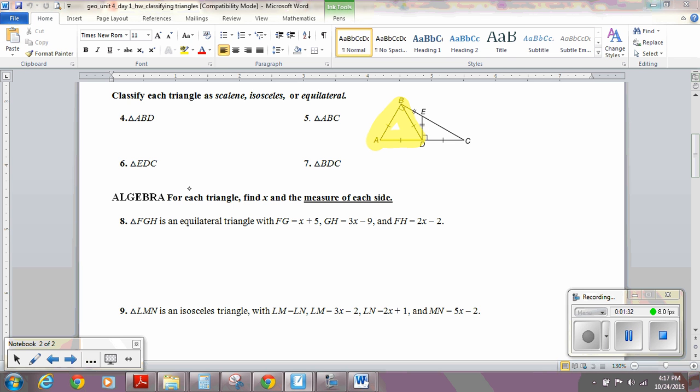If you look at each side of ABD, they all have that single tick mark, indicating that all three sides have the same length. So since they have the same length, this is an equilateral triangle. Since it is equilateral, it is also an isosceles triangle because every equilateral is isosceles as well. Forgive the handwriting, I know it's awful.